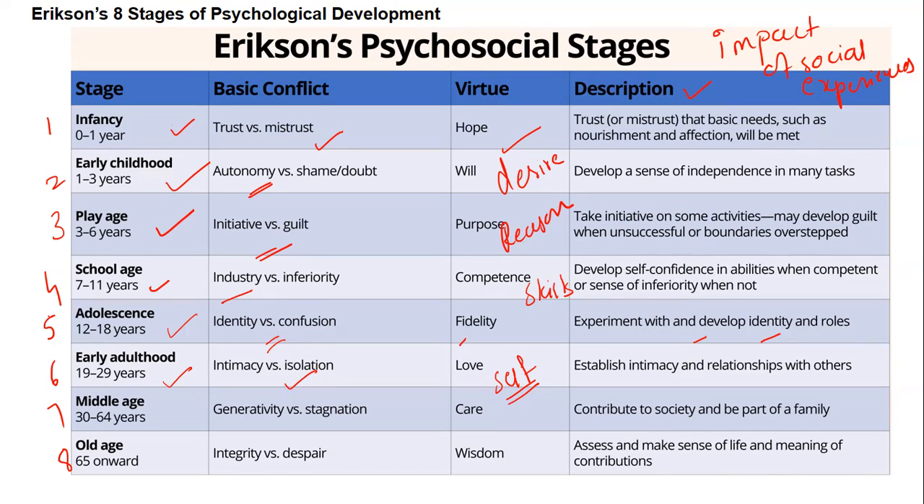Okay. Middle age, that is from the age of 30 to 64, is generosity or stagnation, which talks about more of care, that is, contributing to the society as well as to the family, where you're more responsible towards both of them. And then comes your old age, that is integrity or despair, which talks about wisdom, about making sense of life, the meaning of contributions.